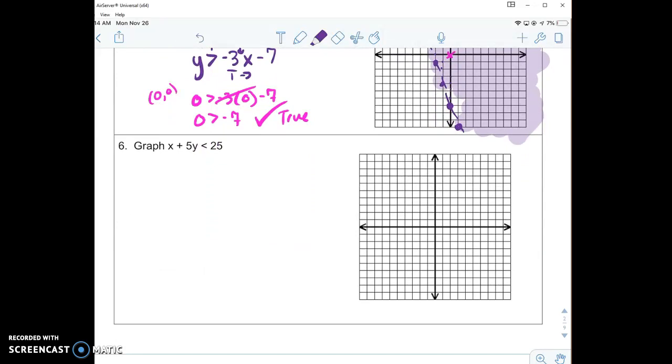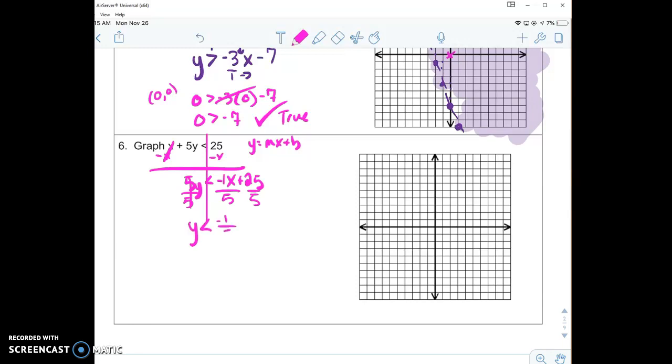Graph x plus 5y is less than 25. Again, I'm going to get this into y equals mx plus b format. I am solving for y, so I'm going to start with subtracting x on both sides. 5y is less than negative x plus 25. I need to divide everything by 5. Remember, there's a negative 1 in front of that x, so y is less than negative 1 over 5 x. 25 over 5 is 5. So my y-intercept is positive 5. And then I'm going down 1 and over 5 for my slope. Down 1, over 1, 2, 3, 4, 5.